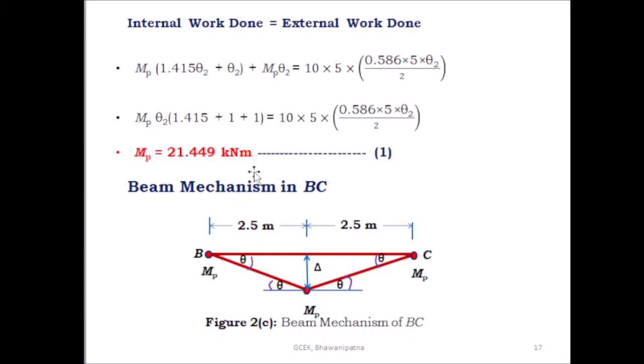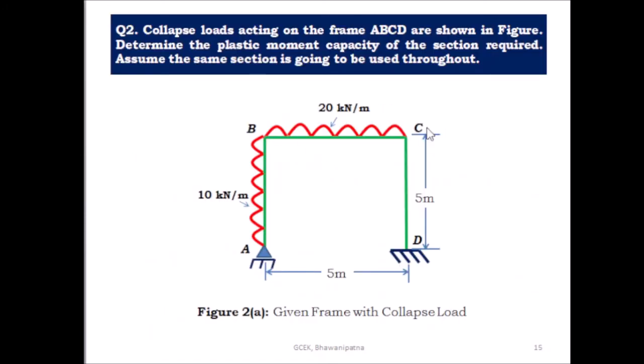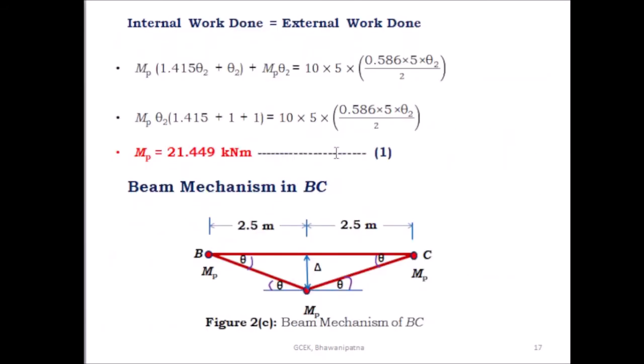Then take the second beam mechanism in BC span. Here this is the BC span. Here there is a uniform distributed load, and two hinges will be found at B and C, and the third hinge is found at the midpoint of the horizontal span. So this is one plastic hinge, here the second plastic hinge, and the third plastic hinge is at the midpoint of the horizontal span BC, and this length is given as 5 meter.